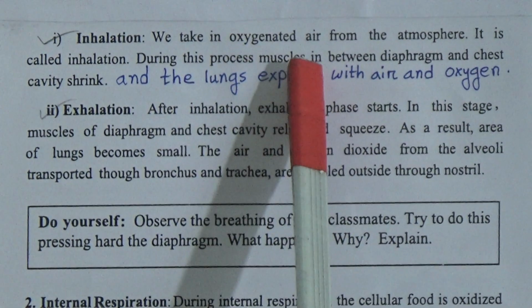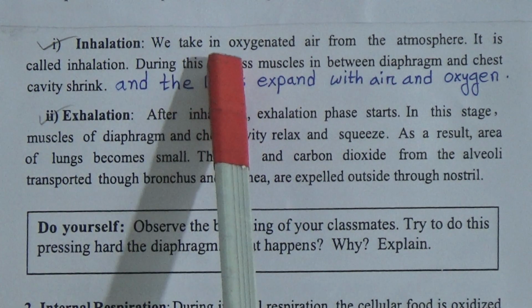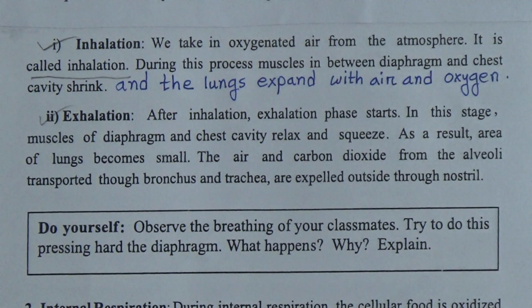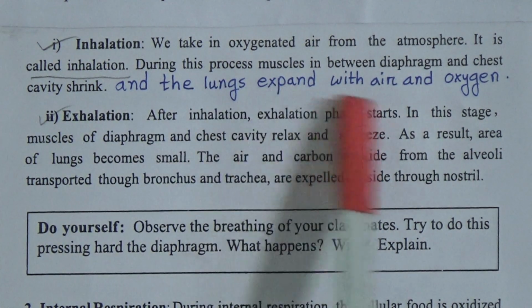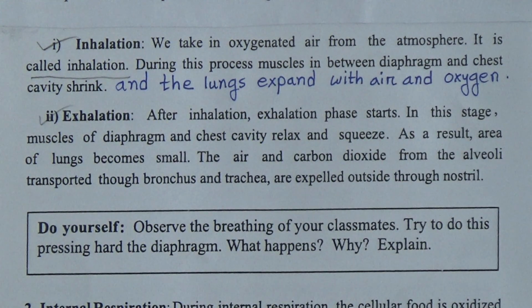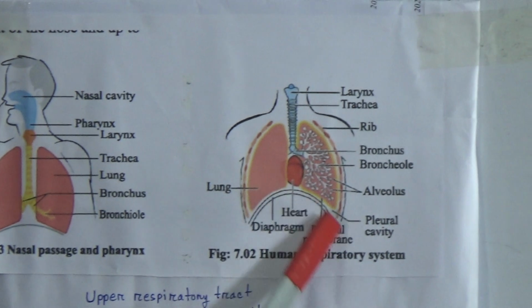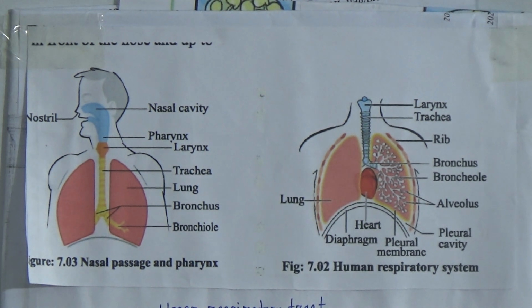We take in oxygenated air from the atmosphere. It is called inhalation. During this process, muscles in between diaphragm and chest cavity shrink and the lung expands with air and oxygen. Do you remember what is diaphragm? In our previous class I have shown you, and again I want to show you which one is diaphragm. Diaphragm, this one is curved in shape, like an open umbrella. This is diaphragm. So during this process, muscles between diaphragm and chest cavity shrink and the lung expands with air and oxygen.